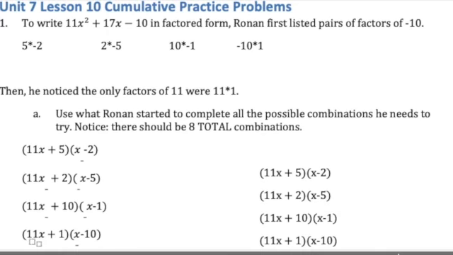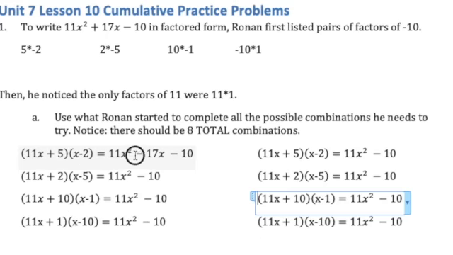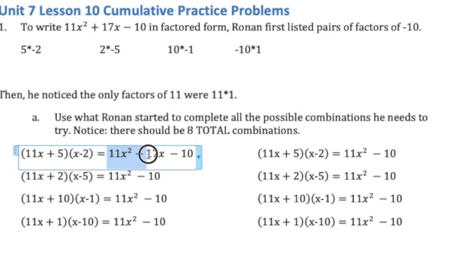So that's what we're done. I did my first one, and I got 11x squared minus 22x plus 5x, and I got 11x squared minus 17x minus 10. Now, I don't know if we talked about this the other day, but really what you have to consider here is we already know that the 11x and the x are going to make an 11x squared, and the 5 and the negative 2 are going to make the negative 10.